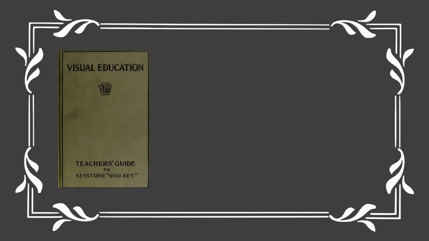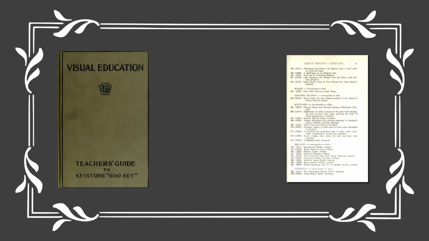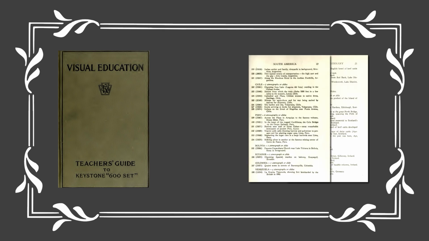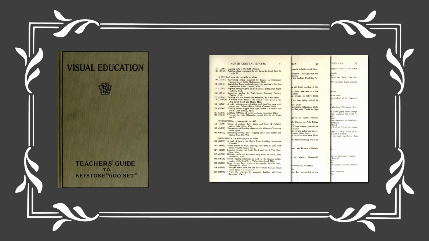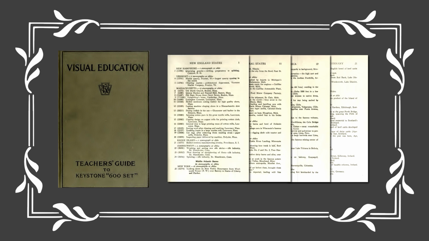Creating each episode starts with the Keystone 600 guide, available from the Internet Archive. It contains 600 plus pages of information and lecture guides for the 600 series. Starting from slide number 1, I select between 15 and 20 or more slides based on their geographical location. In episode 1, I selected the first 24 slides, covering the New England states.